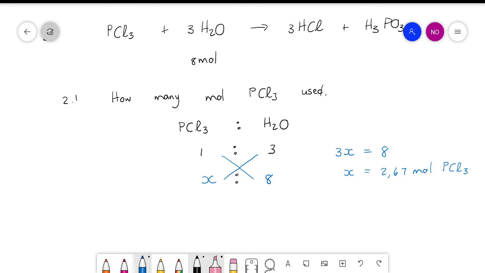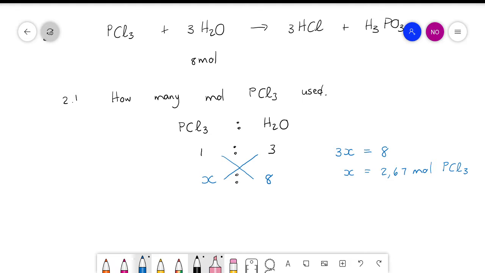Okay, so I filled in the mole relationship from the balanced equation. I filled in the one that I have, en dan in die plek van die ander een het ek net 'n x gaan neerskryf. En dan doen jy daai oorkruisvermenigvuldiging. So top left, bottom right, top right, bottom left, you multiply with one another and you just put them on different sides of an equal sign and then you just solve like you would always solve with algebra. Okay.